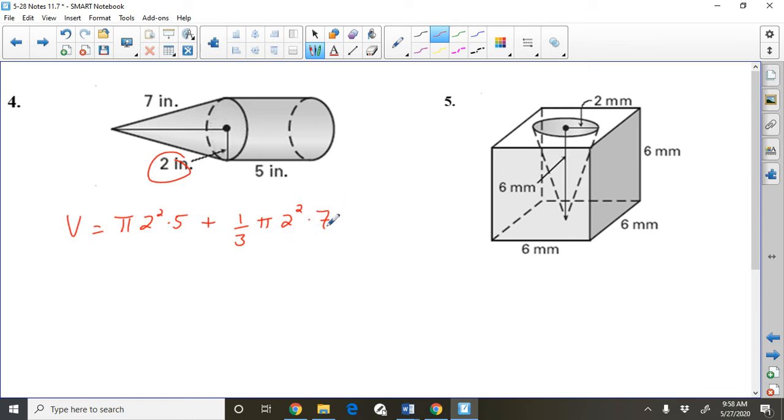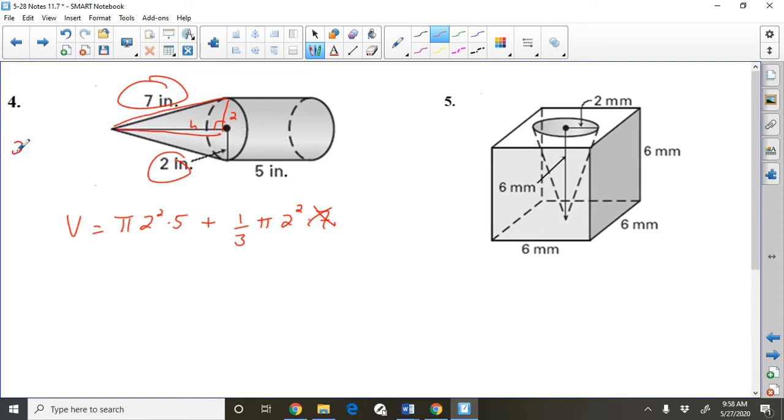Oh, actually, hold on please. This is not the height. This is called a lateral edge. It goes along the edge of the cone. I need to find the height here. So I have 2, I have the height, and I have 7.